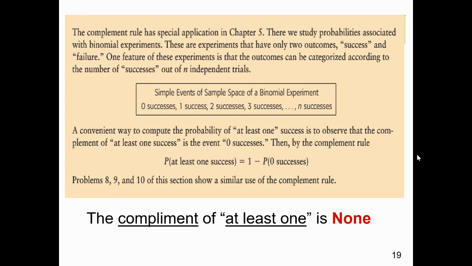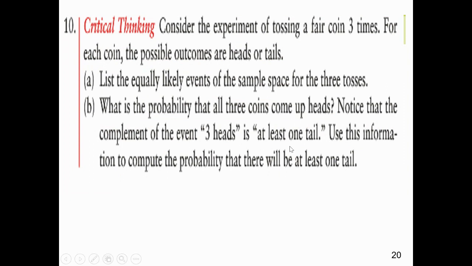The complement of at least one event happening is that the event never happens. All right, consider the experiment of tossing a fair coin 3 times. For each coin, the possible outcomes are heads and tails. List the equally likely events of the sample space. What's the probability that all 3 coins come up heads?